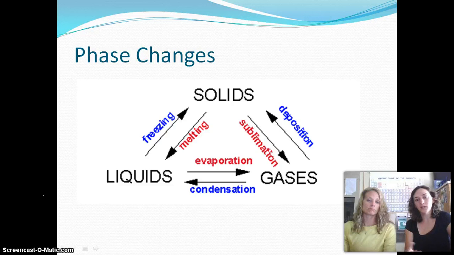Okay, so all the blue ones, those are cooling down. All the red ones, those are heating up. That's nifty. I like it.